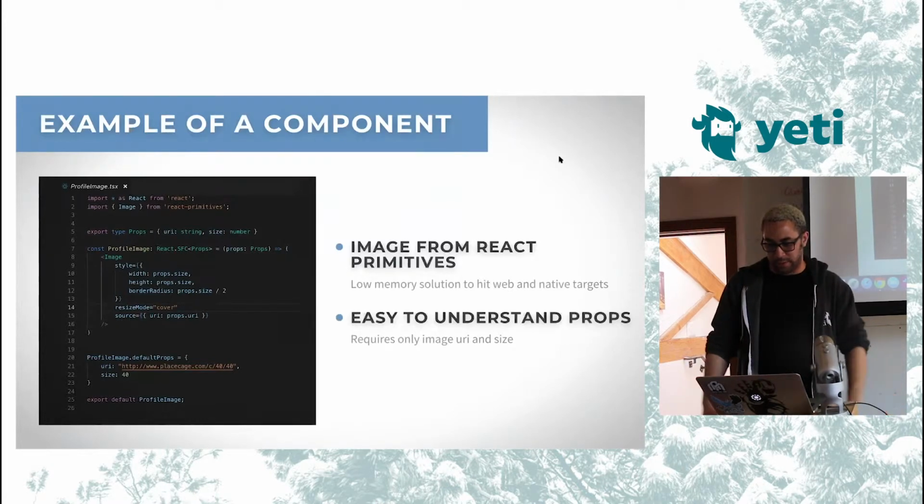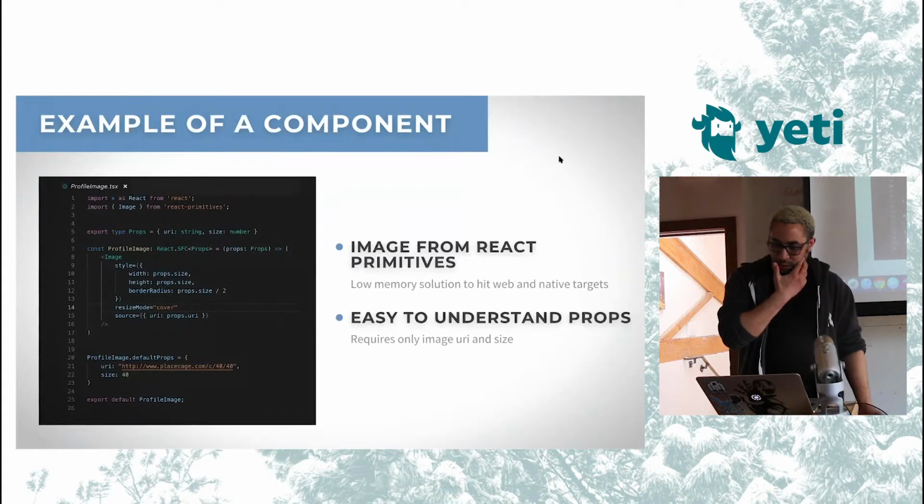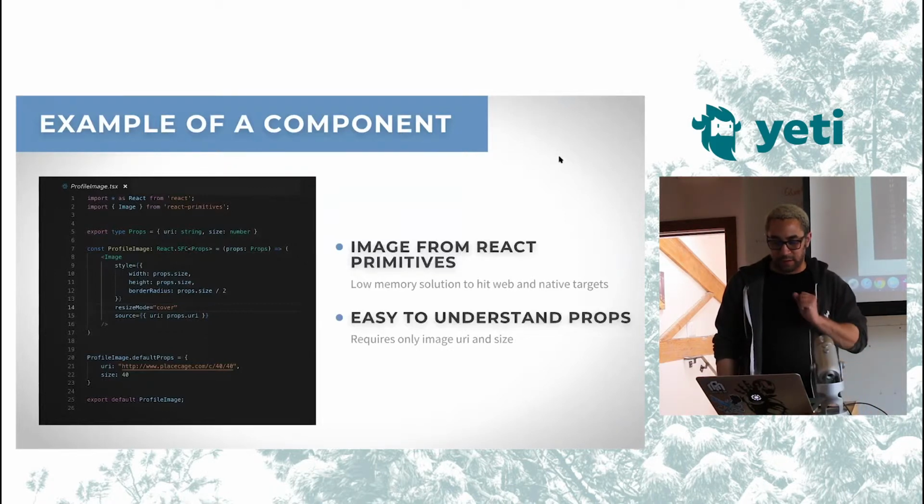I imported the image component from React Primitives, like I mentioned earlier. It's a low memory solution, hits web and native targets. I also used TypeScript down right there on line 5. Export type props. It's only got 2 props, so very low amount of props and easy to understand. It just takes a URI and a size, and it actually just computes the width and the height from the size, and has a border radius of half the size, making it basically a circle component without having to add an extra prop of border radius.